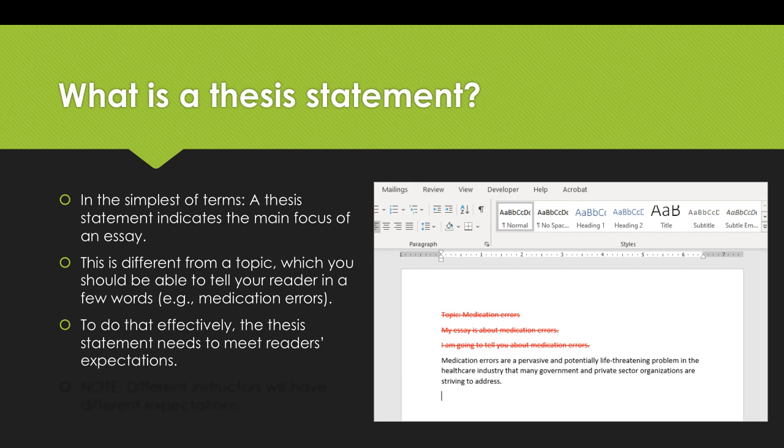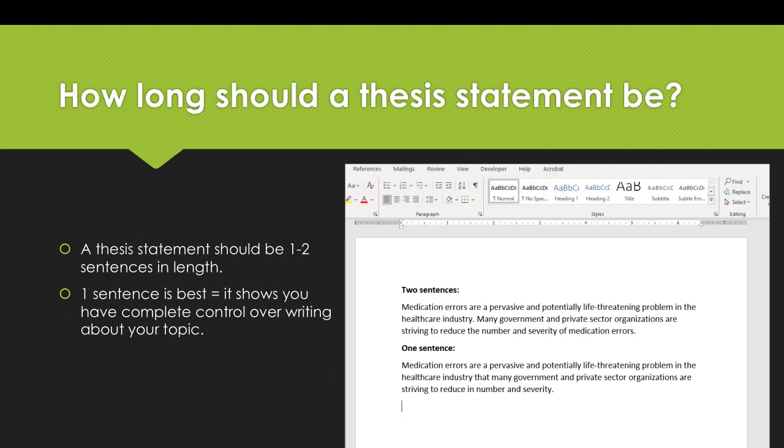And to effectively write a thesis statement, you're going to need to meet your reader's expectations. I do want to note that if you're writing this for school, different instructors will have different expectations, and some of them will let you know what those expectations are, some of them will not, and this information is pretty general and universally used.